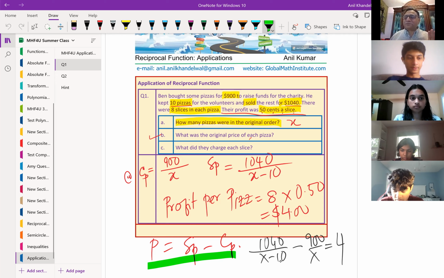Do you understand? Okay. Sir, when we solve the profit equation and we get the value for x, how would we proceed after that? Just plug it in. Now you can answer each question.